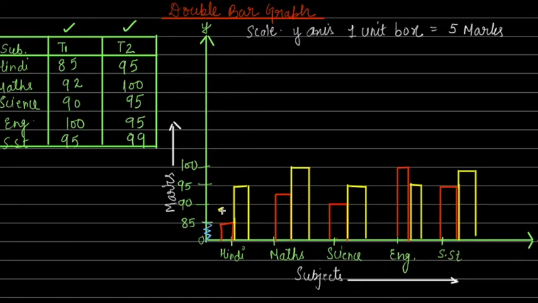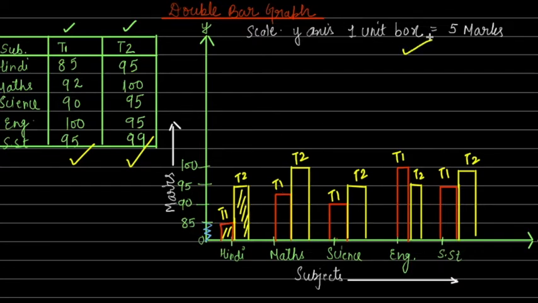So this is representing term 1, this is term 2, term 1, term 2, and so on. This is called a double bar graph because on the same scale we are representing the term 1 marks and term 2 marks, and you see we are getting 2 bars. So that is how it is called a double bar graph. That's the only difference. We can always differentiate, maybe we can shade one bar and another one we can leave as it is, or we can use different colors to differentiate the 2 bars.